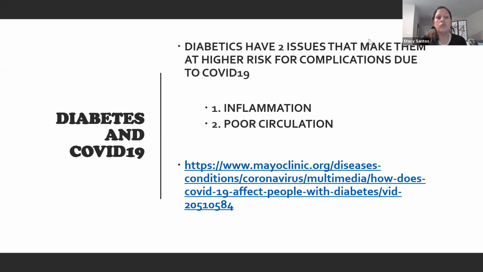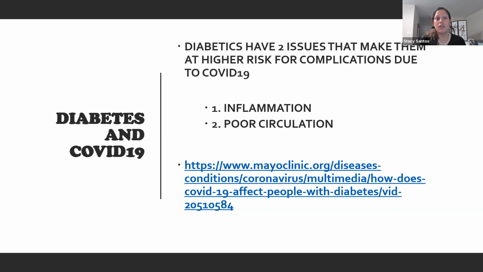Two things make diabetes and COVID-19 an absolutely horrendous and fearful combination, and that's inflammation and poor circulation. With COVID-19, the two big issues have to do with the inflammation in all of your tissues, but particularly in your lungs, and then poor circulation. So we all hear about the blood clots, et cetera. There's a whole bucket of information and research around these two pieces with COVID-19.